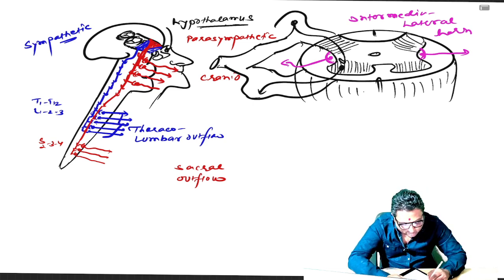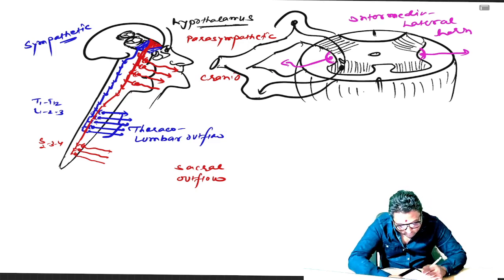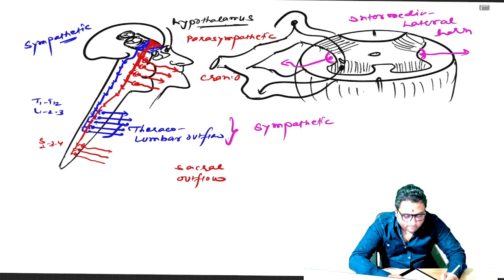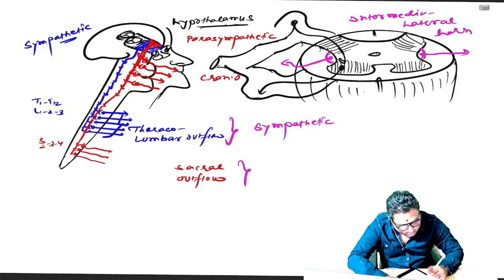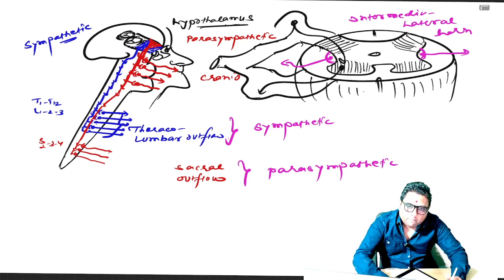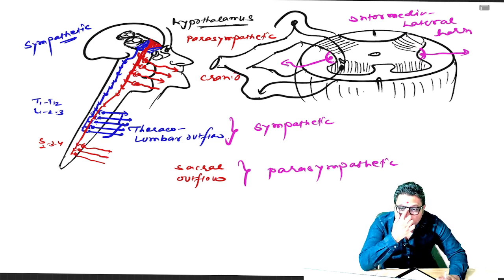Now if this section of spinal cord is at the level of the thoracolumbar segment, these fibers are sympathetic fibers. If this section is from the sacral segment, they are parasympathetic fibers. Now this much you need to understand in order to understand the neural control of bladder.